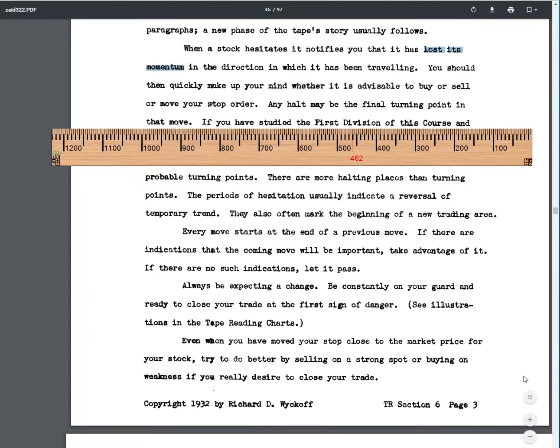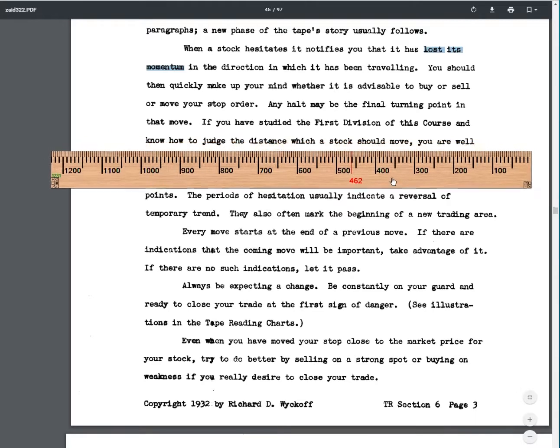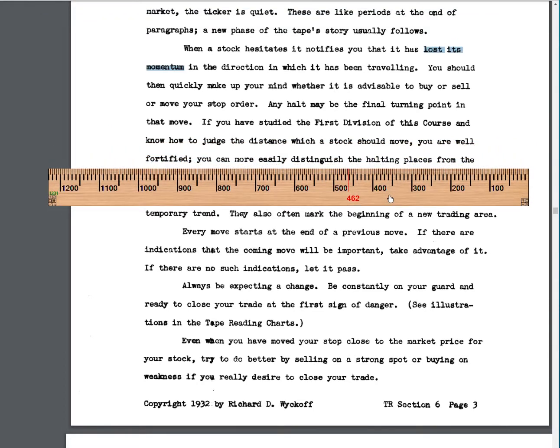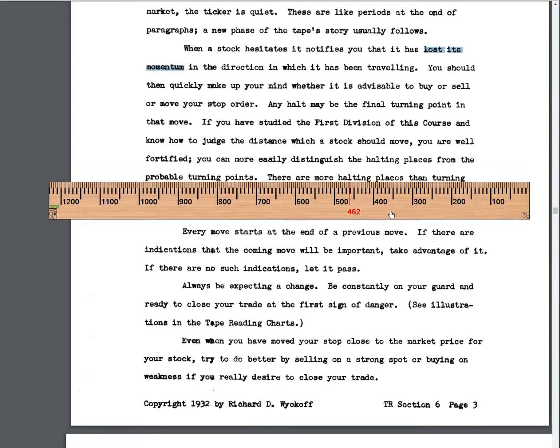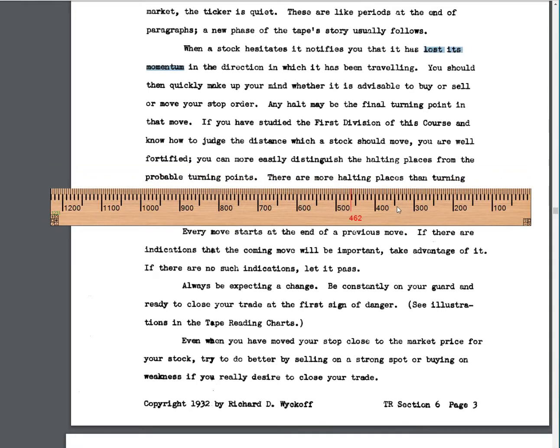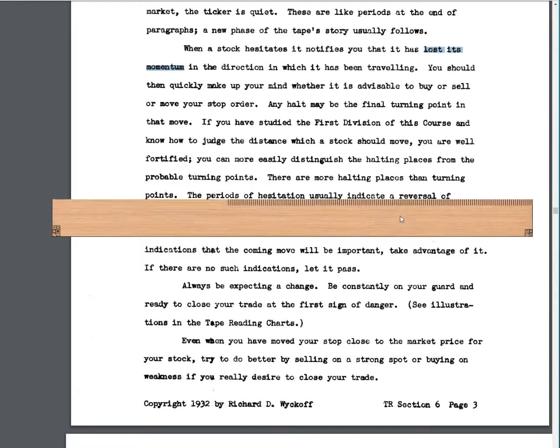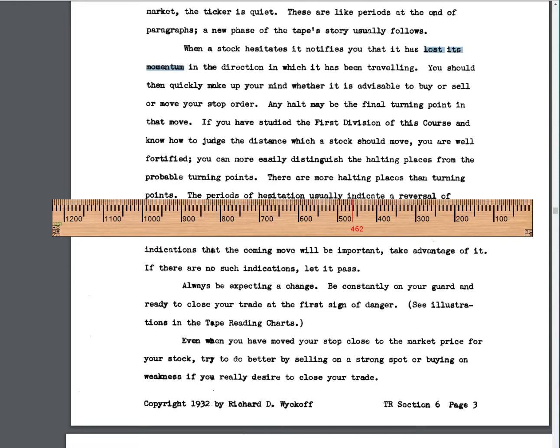If you have studied the first division of this course and know how to judge the distance which a stock should move, you are well fortified. You can easily distinguish the halting places from the probable turning points. There are more halting places than turning points. Well, you talk about the first division, using that point figure and looking for a halting point there.